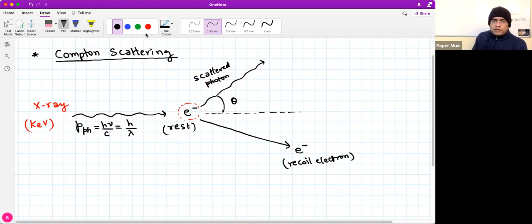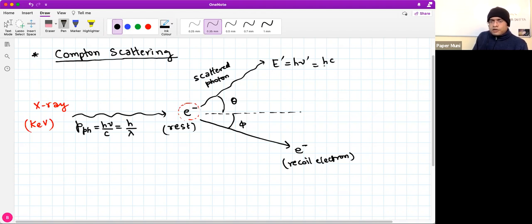Sometimes it's asked whether the quantum scattering is relativistic or non-relativistic. The quantum scattering is a relativistic phenomenon because of the energies involved. I had already explained in the De Broglie lecture how to decide whether to do a relativistic or a non-relativistic calculation. So this phenomenon is treated as relativistic. In this case, the energy of the scattered photon is h nu dash, so there's a change in frequency or lambda.